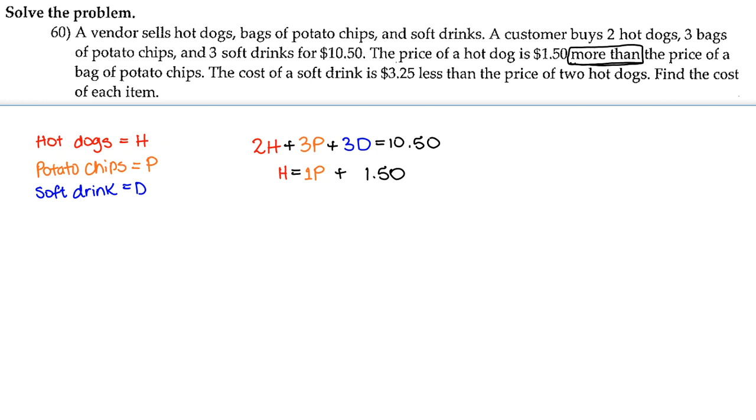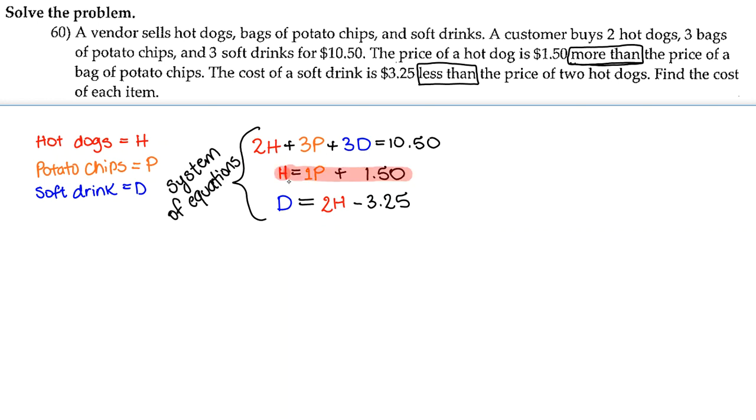Now the fourth sentence tells us that the cost of a soft drink is equal to $3.25 less than the price of 2 hot dogs. Again, the keyword here is "less than," which means that the $3.25 is going to be after whatever it's talking about, which is the 2 hot dogs in this case. So now we have our 3 equations that we got from the word problem, and because we have 3 equations that all relate to each other, we have what's called a system of equations.